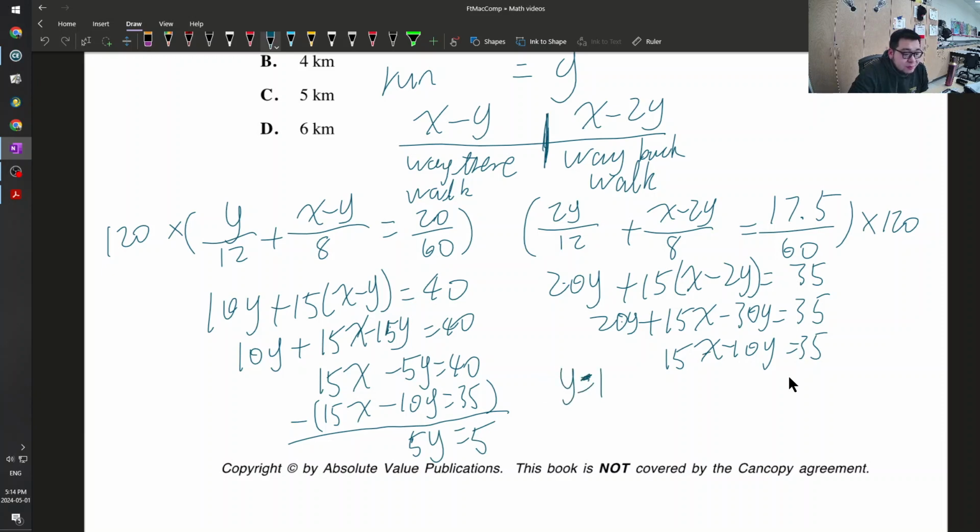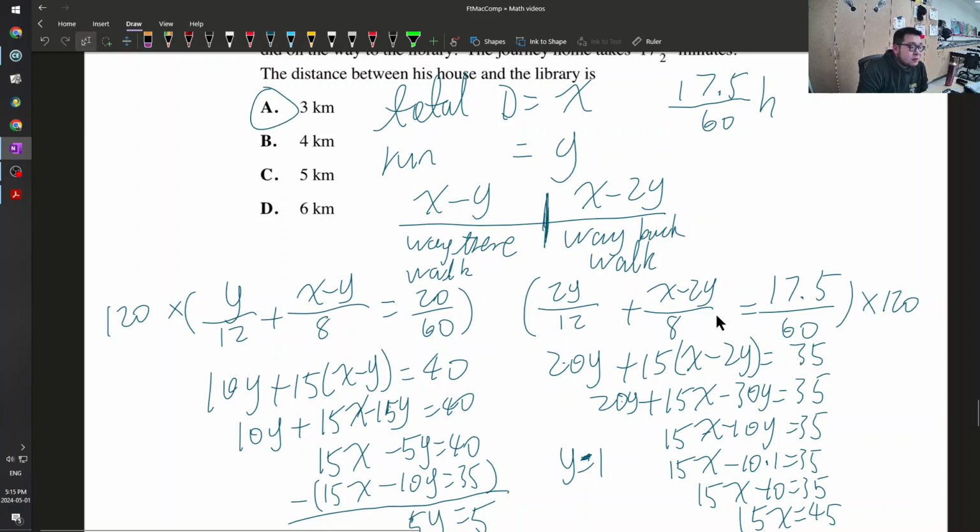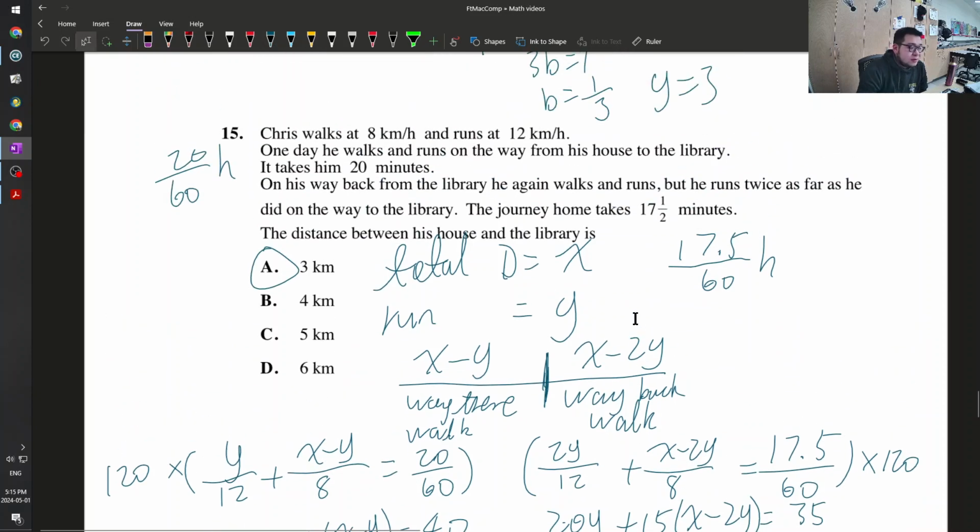Let's substitute it back into this equation. So 15x minus 10 times 1 is equal to 35. That means 15x minus 10 is equal to 35. 15x is equal to 45, and x is equal to 3. That's my final answer. This question is way too hard. It took me forever to do it. Let's get rid of it and never talk about it again.